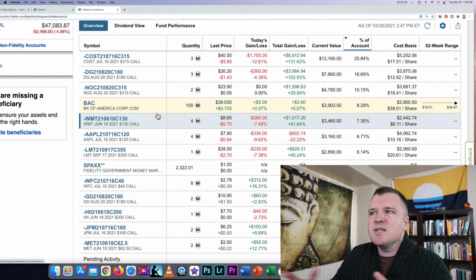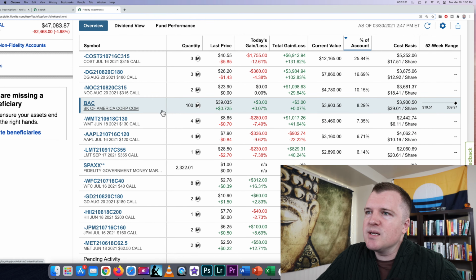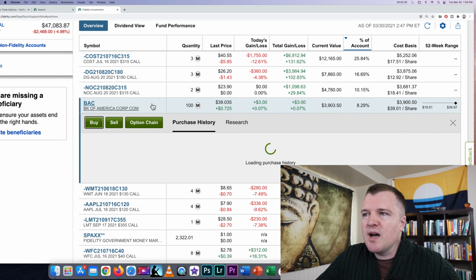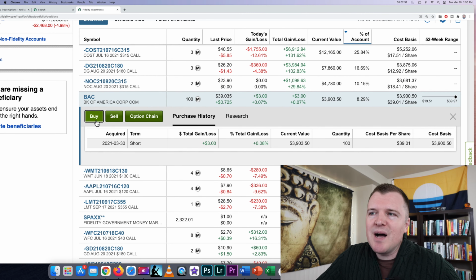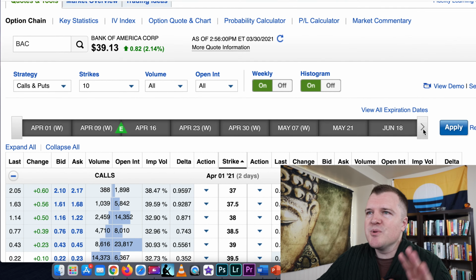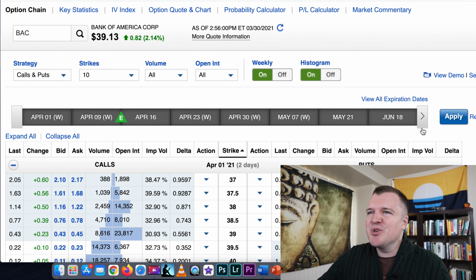And there's a couple different ways to do this. The first way is if you own the 100 shares, you've already purchased them, you can just click on it. And it'll tell you buy, sell, or option chain. We are going to click on option chain. And this is what the option chains look like on Fidelity's platform. There's going to be a lot of information here for you.